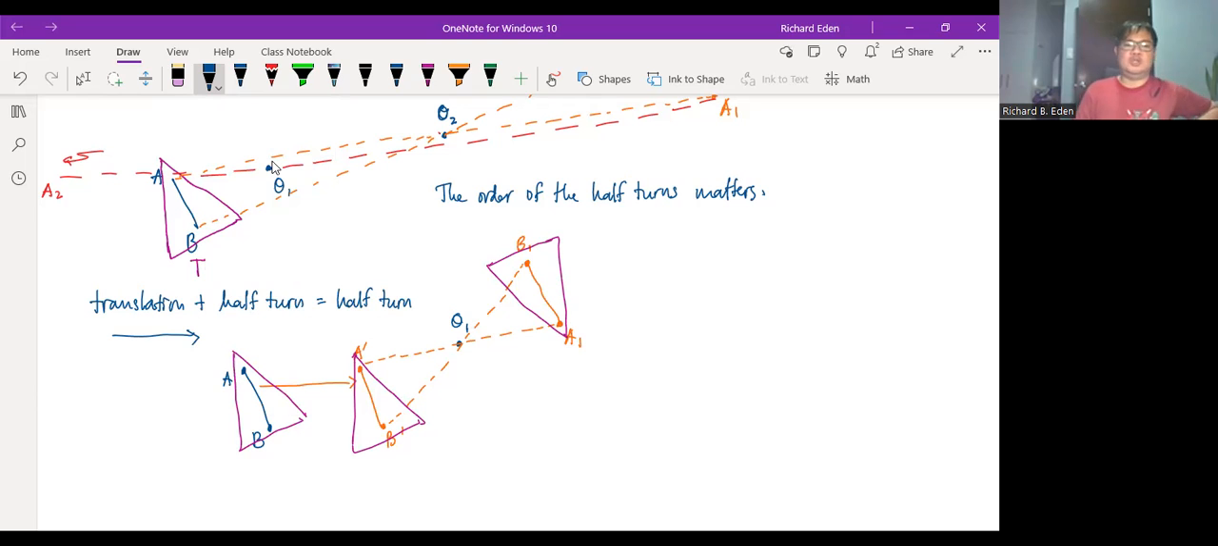Okay, and then I'm not gonna illustrate it anymore, but when we do a half turn plus a translation, what do you think is the resulting geometric transformation? It's a translation plus a half turn. Same thing po. Which is yes, it is a half turn, and of course the half turn is gonna have a different center than the original half turn. Okay.